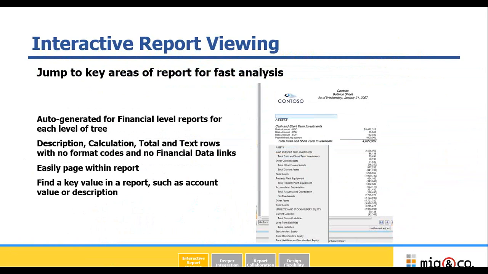Interactive report viewing will also allow you to jump to key areas of your report for fast analysis. You can auto-generate, for financial level reports, links at each level of your tree, with descriptions, calculations, totals, and text rows that have no format codes and no financial data links. You can easily page within a report, and you can find a key value in a report, such as an account value or a description, so that you can easily look up certain items and numbers.